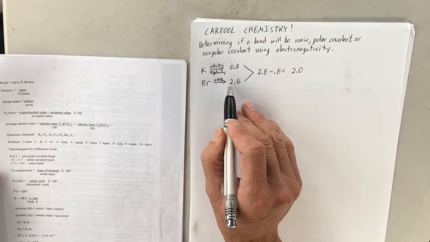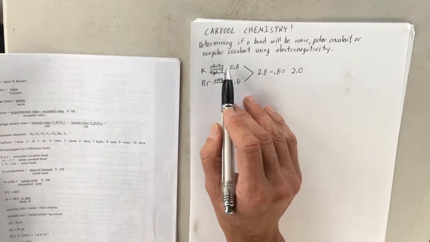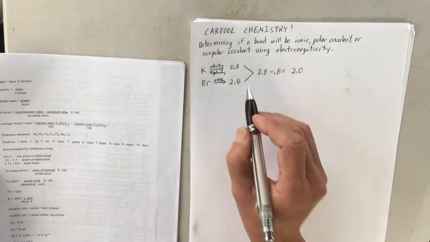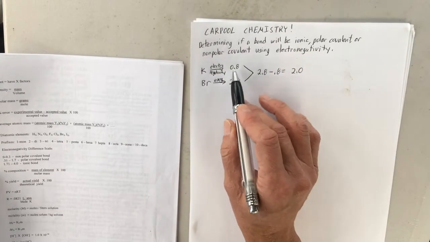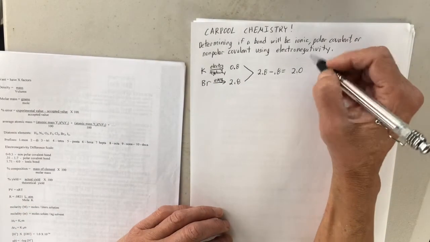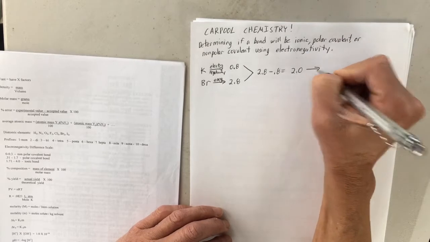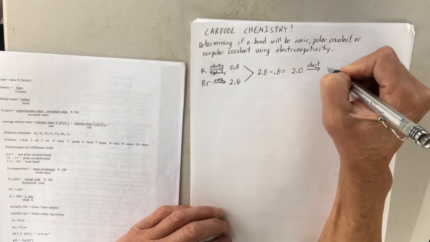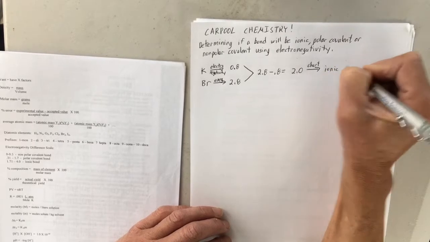That is, the bromine with such a high electronegativity compared to potassium's basically draws all the electrons away from potassium, or actually the lone electron in the case of potassium, since it only has one in its outer energy level. So from the charts, this would be an ionic bond.